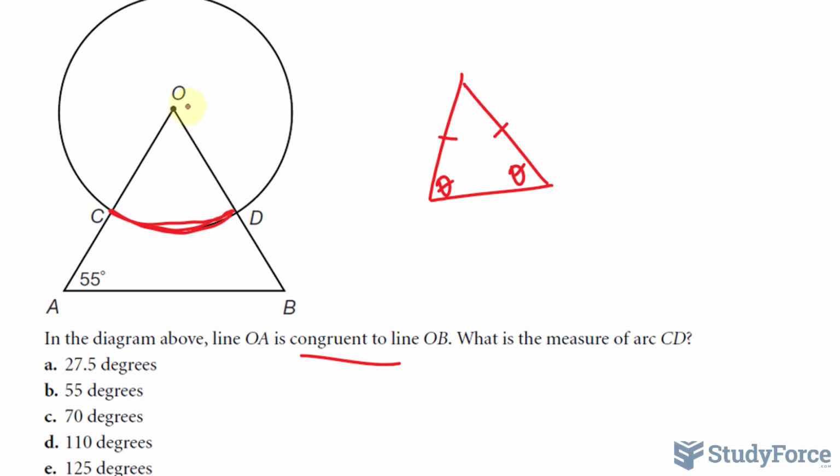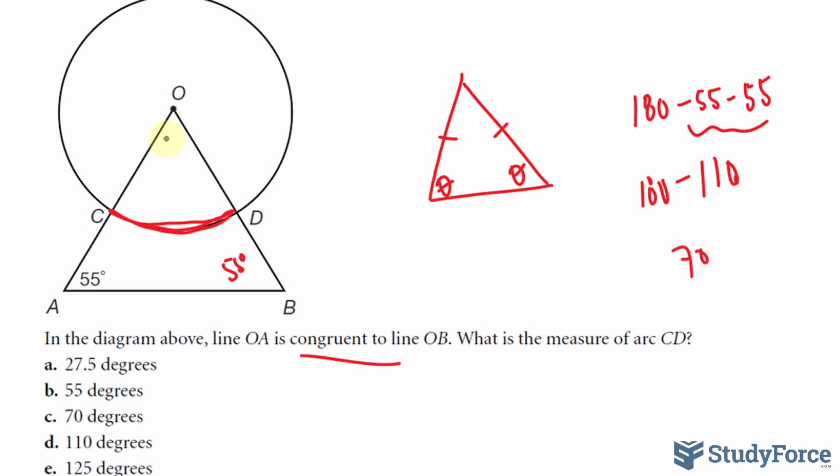So here we have the angle. They want us to find out what that angle is. I told you that this is isosceles, so that's 55 degrees. And since a triangle has 180 degrees, 180 minus 55 minus 55, these two combine is 110. And subtracting that from 180 is 70. That right there has to be 70 degrees. That's the arc length. And there you have it.